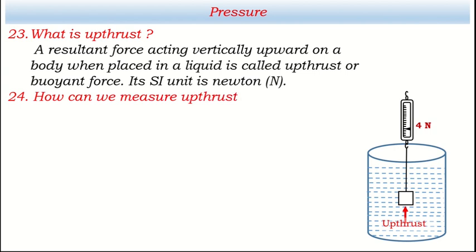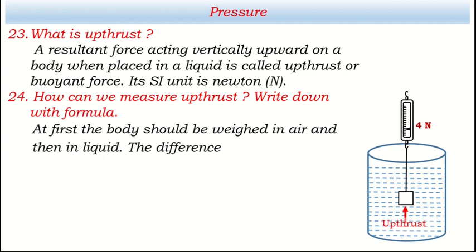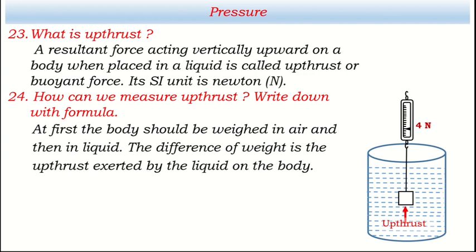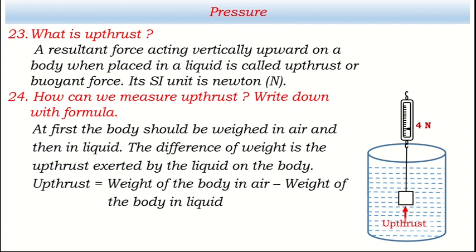Let's have another question. How can we measure upthrust? Write down with formula. We can measure upthrust by a simple method. At first, the body should be weighed in air and then in liquid. The difference of weight is the upthrust exerted by the liquid on the body. Very simple, and it can be represented by this formula: upthrust equals weight of the body in air minus weight of the body in liquid.